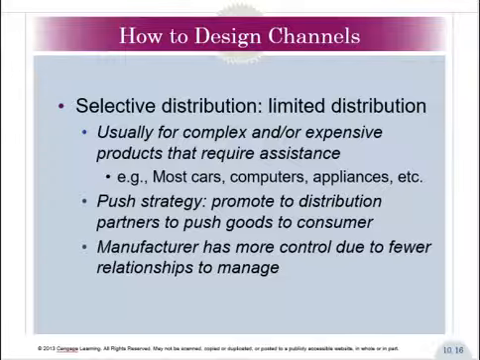Selective distribution has very limited distribution, so it's usually for more complex and or expensive products. Cars, for the most part, are like that. Computers, in some cases, appliances. You can think of lots of different examples of products that have limited distribution. That requires a push strategy, which is to promote to distribution partners to push the goods to the consumer. You can work through the retailer and the retail channels that you have to actually promote your product and get people into their store where your product is available. The manufacturer has more control due to fewer relationships to manage, so that's a plus of having a selective distribution.